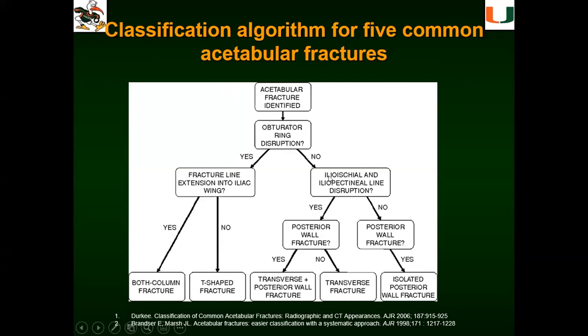If the obturator ring is spared, then you look for ilioischial and iliopectineal line disruption. If there are, is there a concomitant posterior wall fracture? If there is, then you're dealing with a transverse posterior wall. If there isn't, then it's a pure transverse fracture. And then finally, if the ilioischial and iliopectineal lines are preserved, and if there is a posterior wall fracture, then obviously you're dealing with an isolated posterior wall fracture.